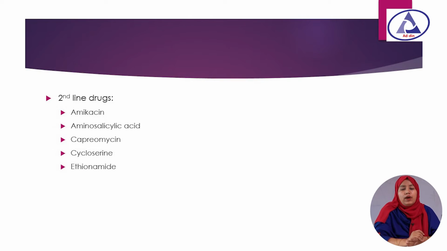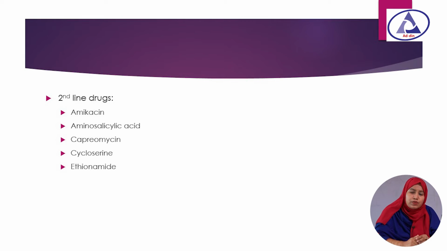Now, next slide, what are the second line drugs? The second line drugs are amikacin, aminosalicylic acid, capreomycin, cycloserine, ethionamide, etc. Why are these second line? Because they are not used randomly in the first case. They are used when the first line drugs become tolerant or resistant, or are not functioning. These types of drugs are reserve drugs. They are used only when first line drugs are not functioning.